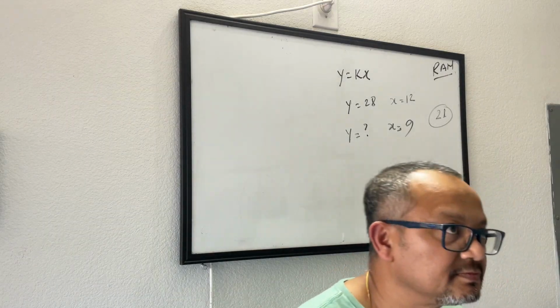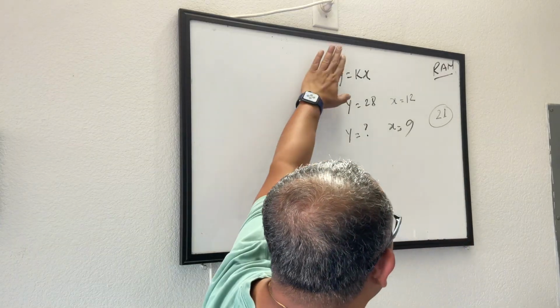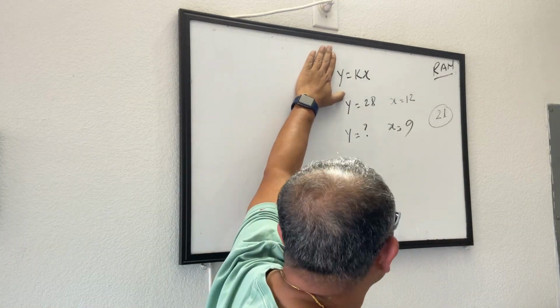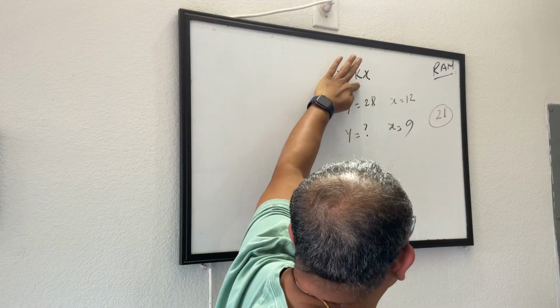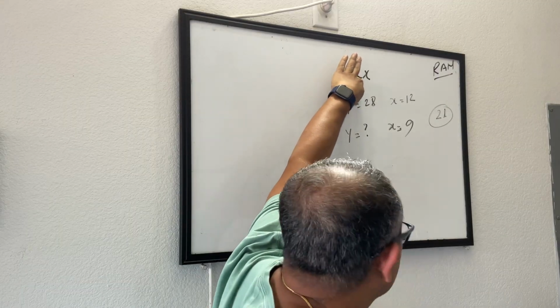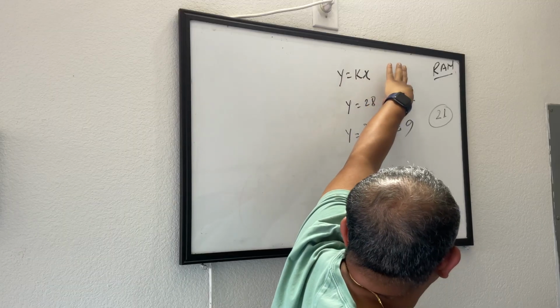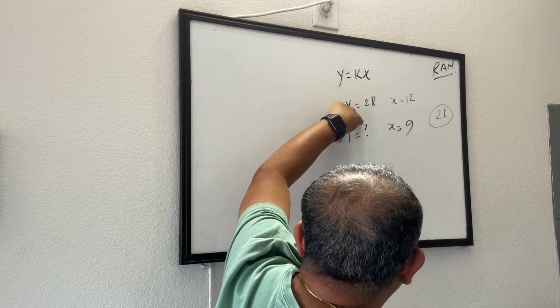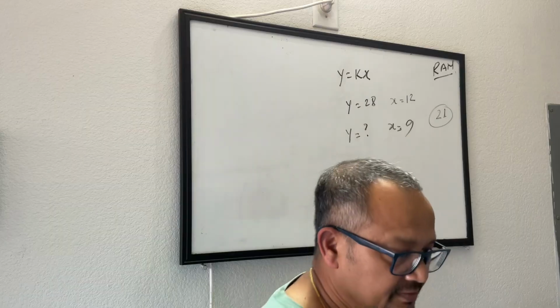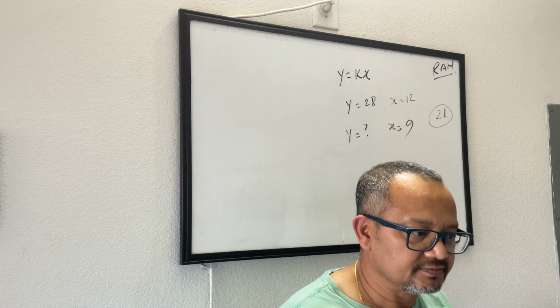Okay, can you repeat the question? We have an equation y equal to kx, where k is a constant, and then the next part of the question says y is equal to 28 when x equal to 12. What is the value of y when x equal to 9? Okay, thank you.